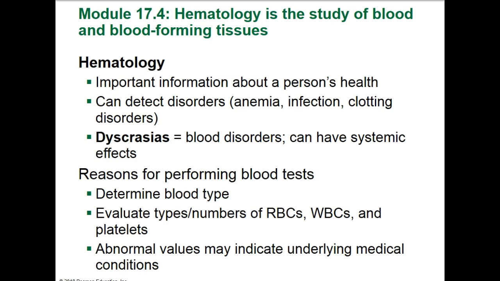Whenever you have blood disorders, it can have systemic effects. So there are many different reasons for performing blood tests in addition to looking for disorders. You may want to determine blood type, which is what we did in lab last week. We can evaluate the types and numbers of red blood cells, white blood cells, and platelets, like in differentials. Any abnormal values can indicate certain problems, certain medical conditions.